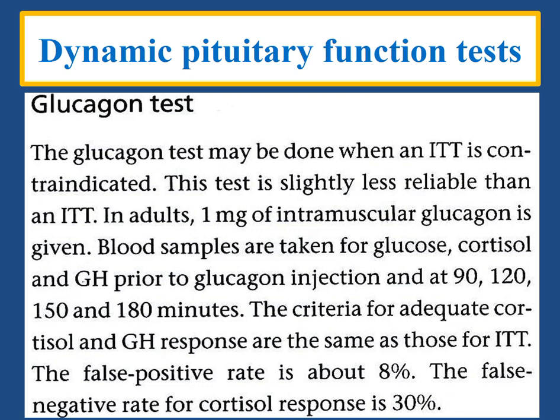The criteria for adequate cortisol and growth hormone response are the same as those for the insulin tolerance test. The false positive rate is about 8%. The false negative rate for cortisol response is about 30%.